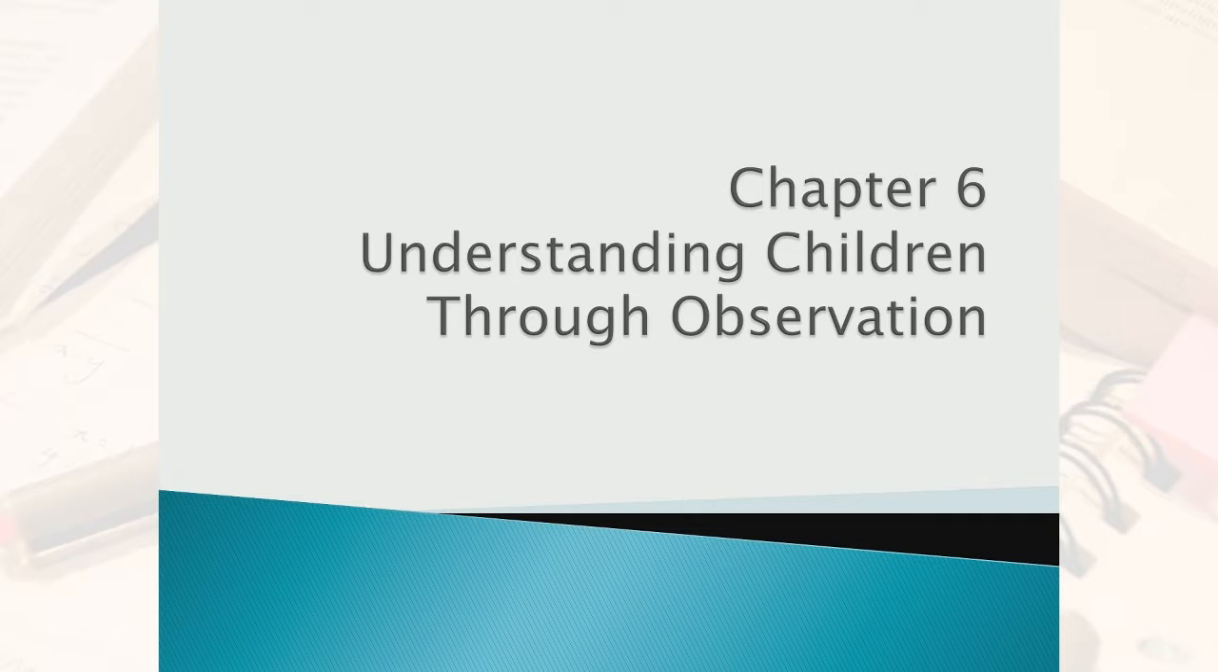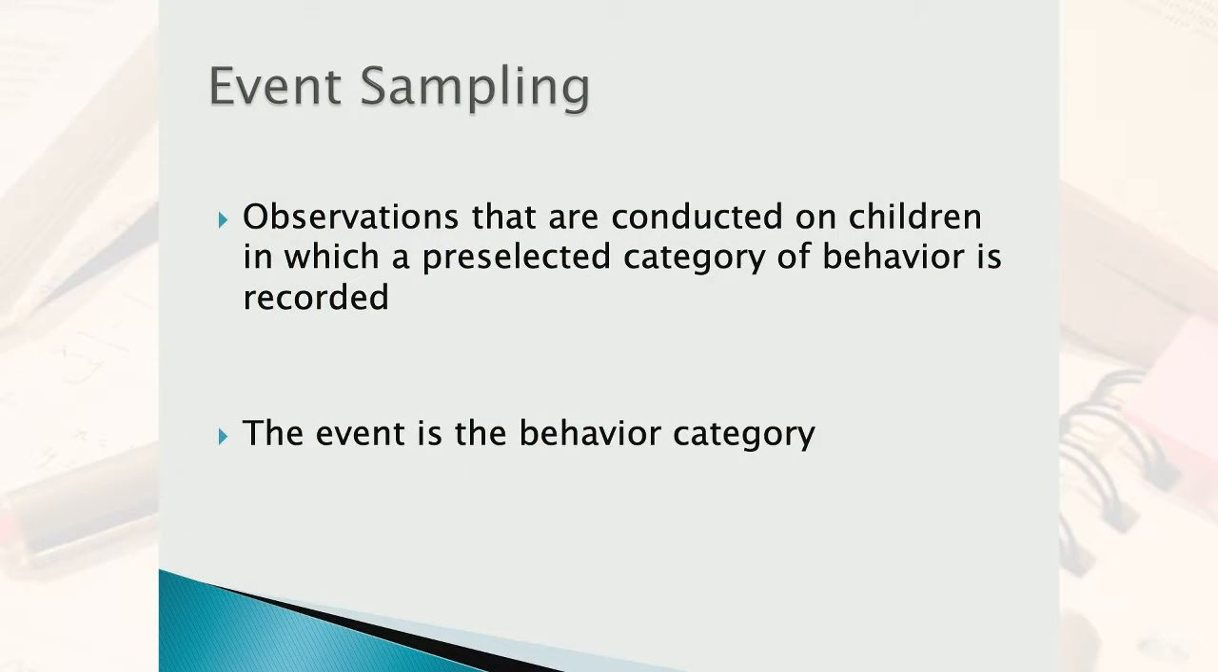Today in Chapter 6 of Understanding Children Through Observation, we're going to look at a few methods of observing and recording children. But before we get started, just a reminder to read Chapter 6 as this video isn't a replacement for your chapter readings. And so to start, there's a few different types of observation and recording tools that we'll use often in the early learning environment. And those are event sampling and time sampling.